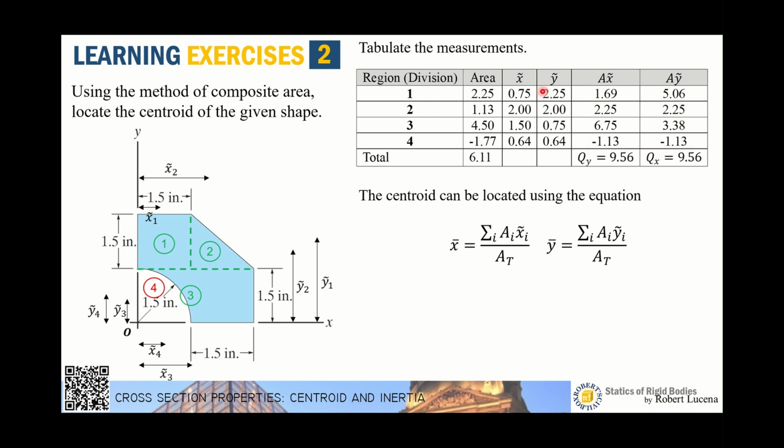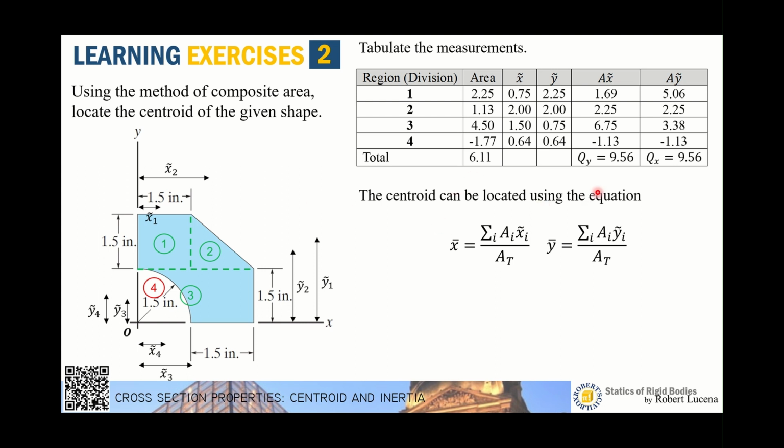Upon completing this one, it's now easy for us to locate the centroid because you simply have to get the summation of ax curl, or the moment area of regions 1, 2, 3, 4 about the y-axis. That is the total moment area, or QY, 9.56. In the same manner, you can solve for the total moment area about the x-axis, that is summation of ay curl, 9.56. If you want to locate the centroid, this is very procedural.